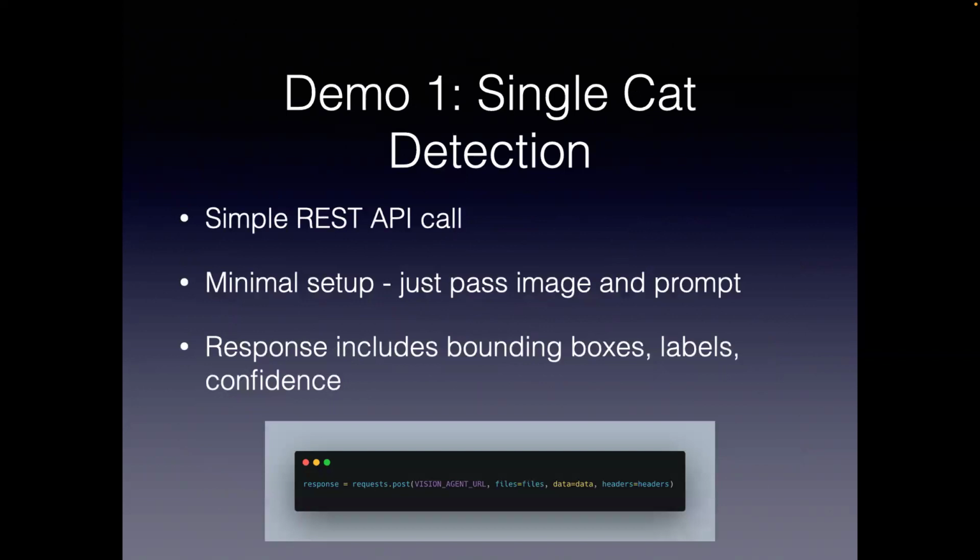So we have 3 demos we're going to go over today. The first one is just going to be a single cat detection. So we're going to upload an image to VisionAgent and ask it to find the cat. We're going to try to keep as much of a minimal setup as possible, just passing it the image and the prompt. And our response should hopefully include bounding boxes, labels, and the model's confidence score.